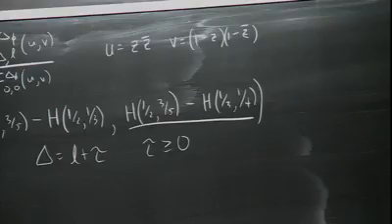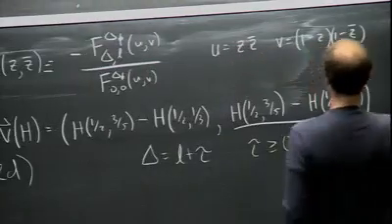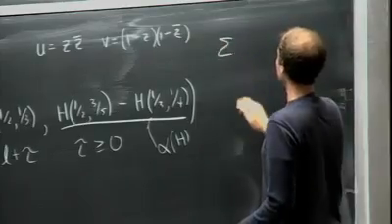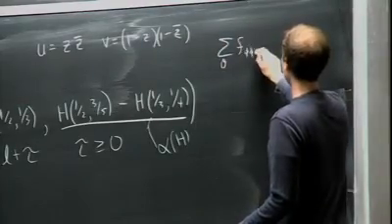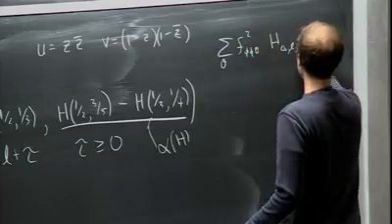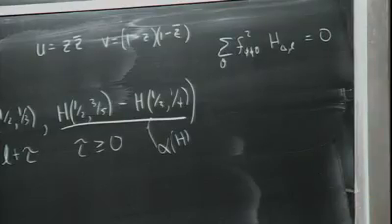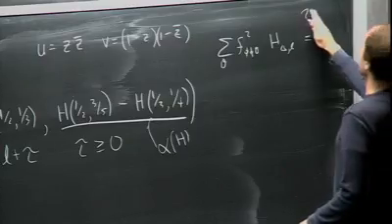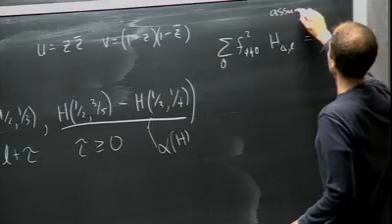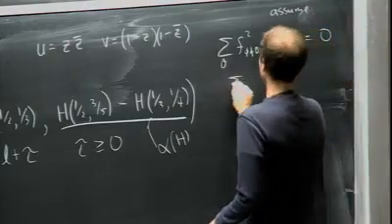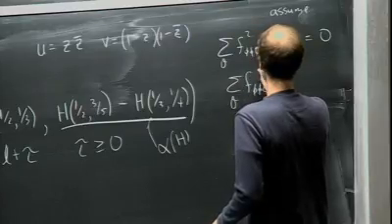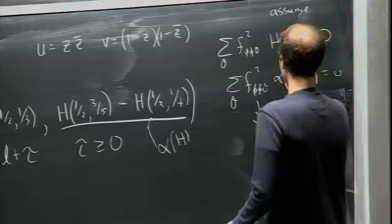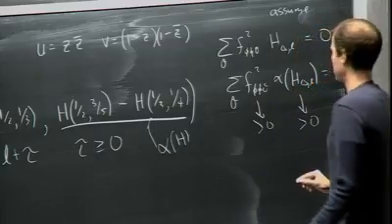So this thing, this is our separating plane in this case, alpha of h. We have our equation that says that the sum over O of f phi phi O squared h delta L is 0. And we want to know if this is possible. So let's assume it is. Now apply alpha. We get the sum over O of f phi phi O squared alpha of h delta L equals 0. But this is greater than 0, and this is greater than 0. So you're screwed.